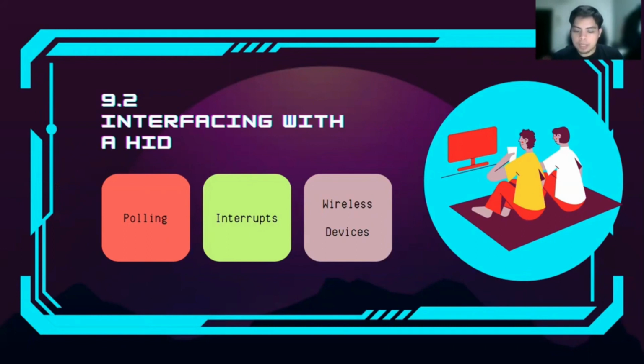The second one is interrupts. An interrupt is an electronic signal generated by the hardware, which makes the CPU temporarily suspend execution of the main program. The last one is wireless devices. As you know, wireless devices will usually use Bluetooth to connect the controller to the computer.